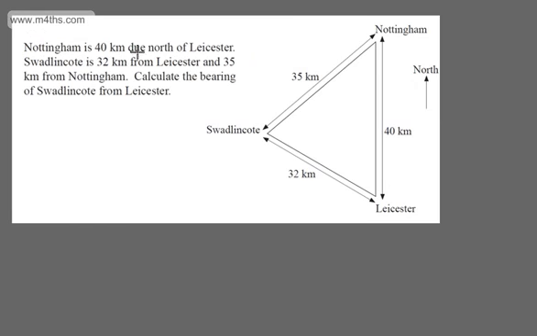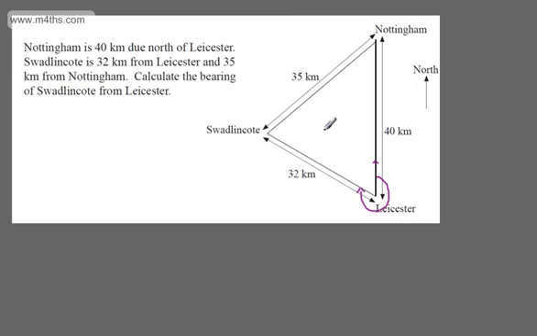This one says Nottingham is 40 kilometres due north of Leicester. So there's north, and that's that line just there. So that's a nice north line, that's straight up. Swadlincote is 32 kilometres from Leicester, which is this one just here, and 35 kilometres from Nottingham, which is that one. We need to calculate the bearing of Swadlincote from Leicester. So what we're actually looking for here now, and we'll measure this up, we're looking for the bearing. Now, this is the north line. I'm going to measure now the bearing of Swadlincote from Leicester. Okay, and it's this bearing right here.